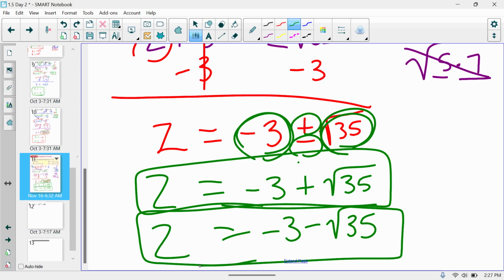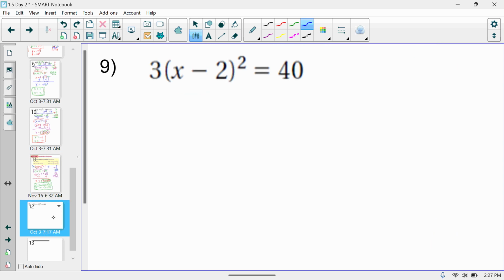Again, on Edge Elastic, it's going to ask you to type your smaller answer first. That would be this, because if you take away something, you're going to be further into the negatives. That would be smaller than if we do -3 plus radical 35. Okay. All right. Last one.